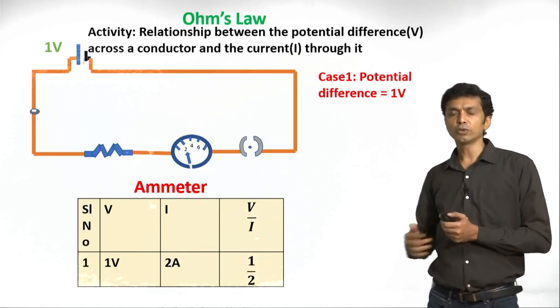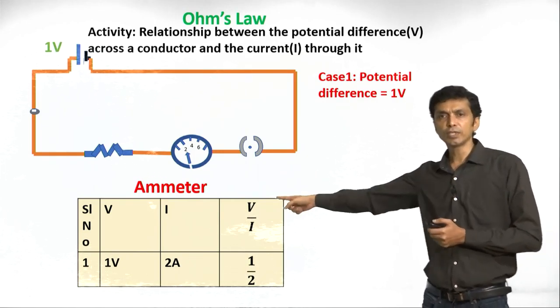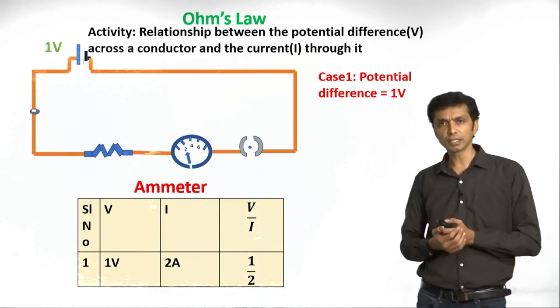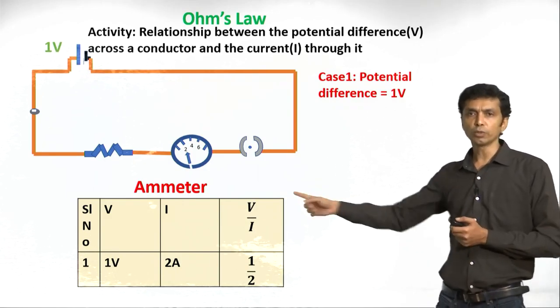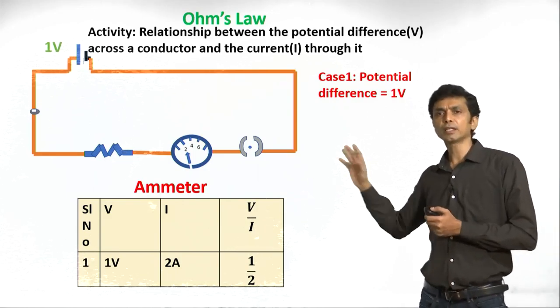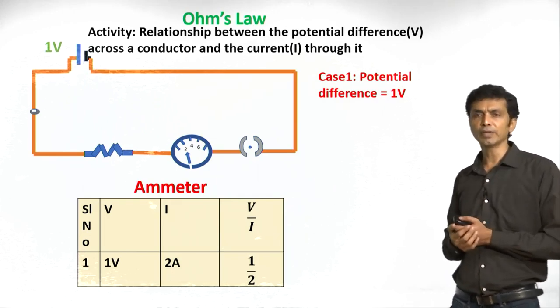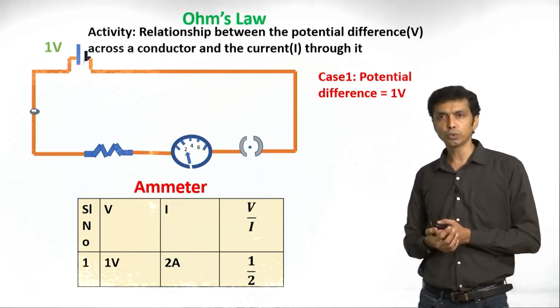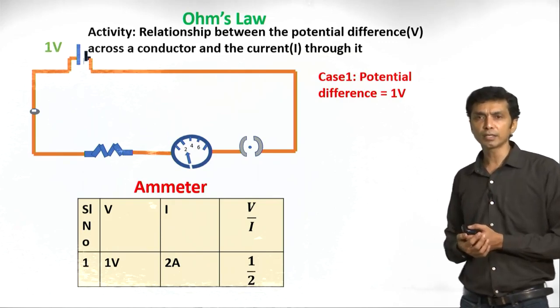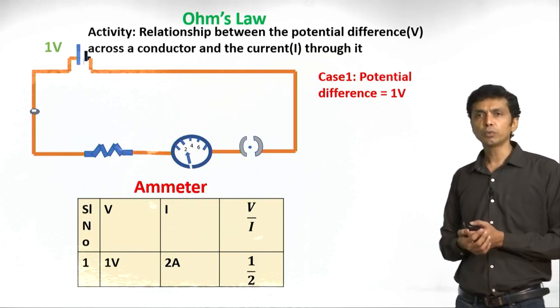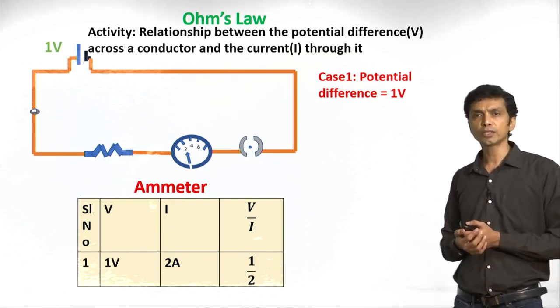So, we have noted it down. V and I, V is potential difference, I is the electric current. It is 1 volt and 2 amperes. Now, we will take the ratio V by I, we are dividing 1 by 2. So, case 1 results are with us. Now, what about case 2? What we will do in case 2?